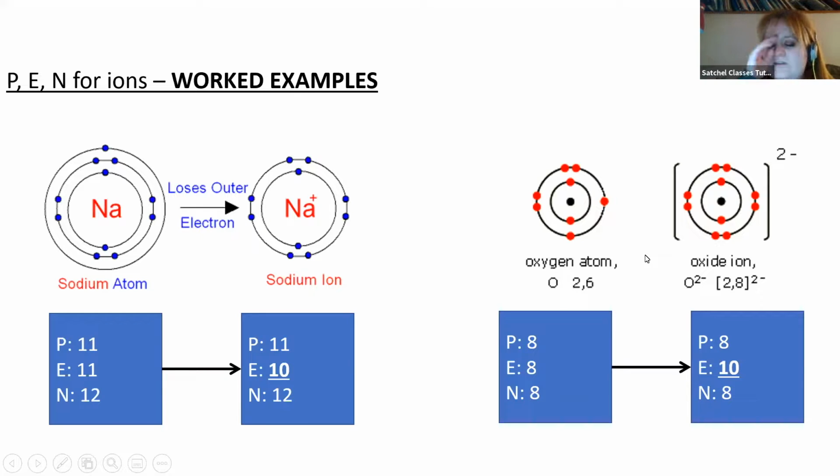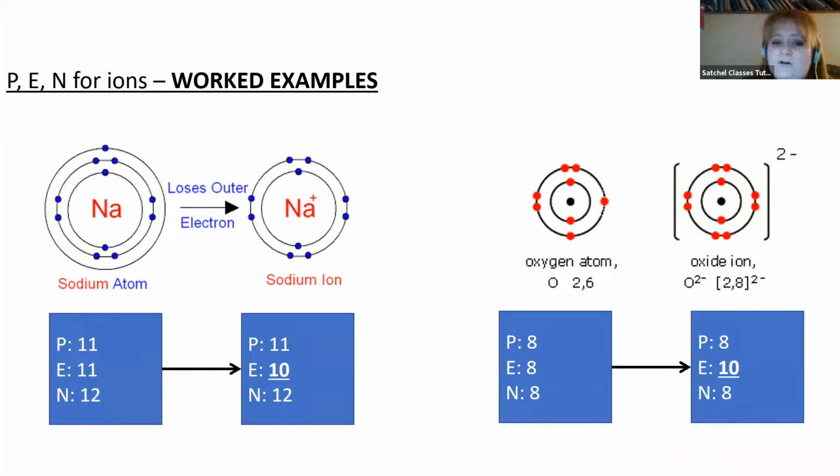It's now an oxide ion. So as we go through, the names of these things sometimes change. Metals keep their names. Sodium is a metal, so it keeps its name as sodium. If it's a non-metal, it changes its name. Oxygen goes to oxide ion. So they change their name. It's just a convention you get used to.